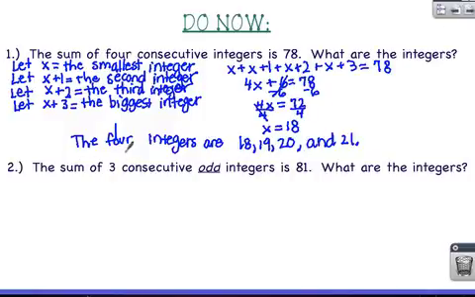Number 2. The sum of 3 consecutive odd integers is 81. What are the integers? This means that the integers have to be odd numbers, and they are odd numbers that are in a row. So, we're going to be defining our variables a little bit differently than we have in the past. This time, we still start with x being our smallest integer.